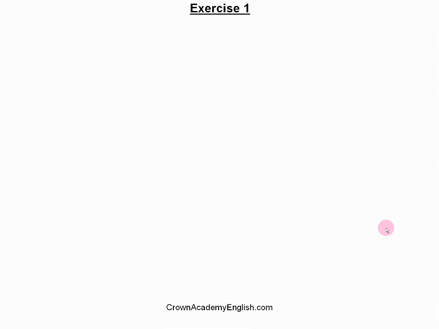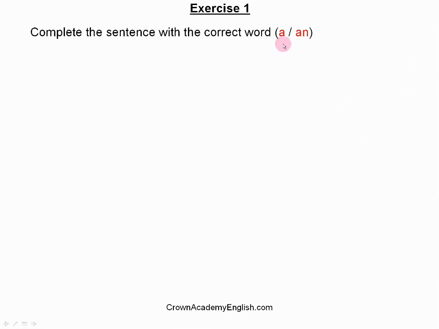Exercise 1. Complete the sentence with the correct word, either a or an. Example. And I am not going to say the sentences because that will be too easy for you. So you have to say them. So here, the answer is an elephant, because elephant begins with a vowel sound.